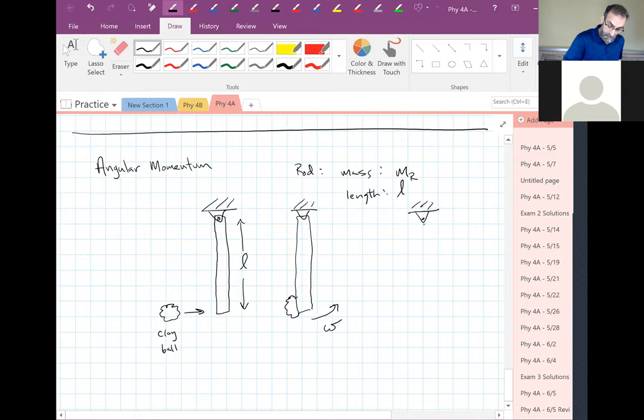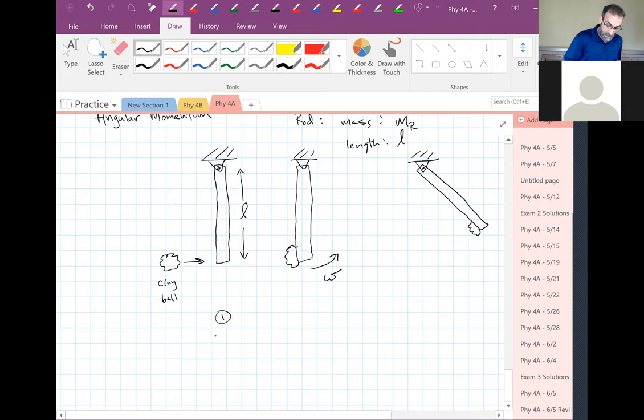This is my timeline. All right, so we'll call this time one. This is just before the collision. We'll call this time two. This is just after. And this is time three. This is later.